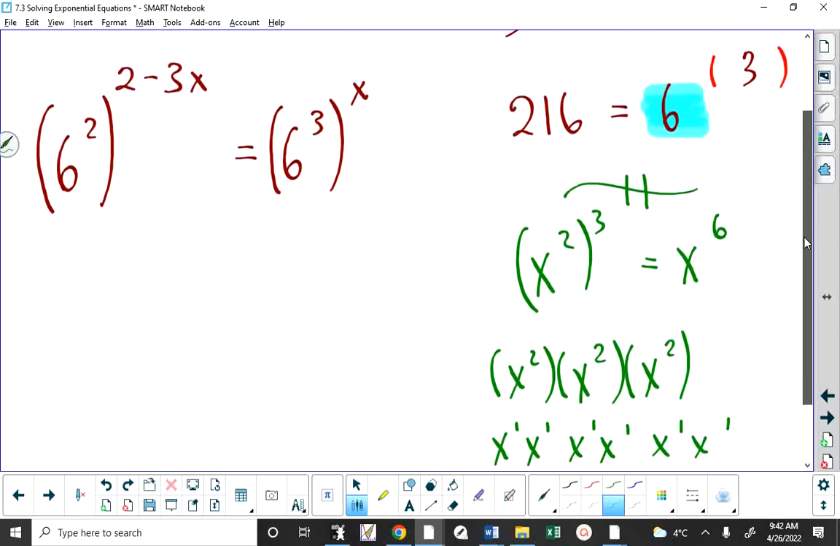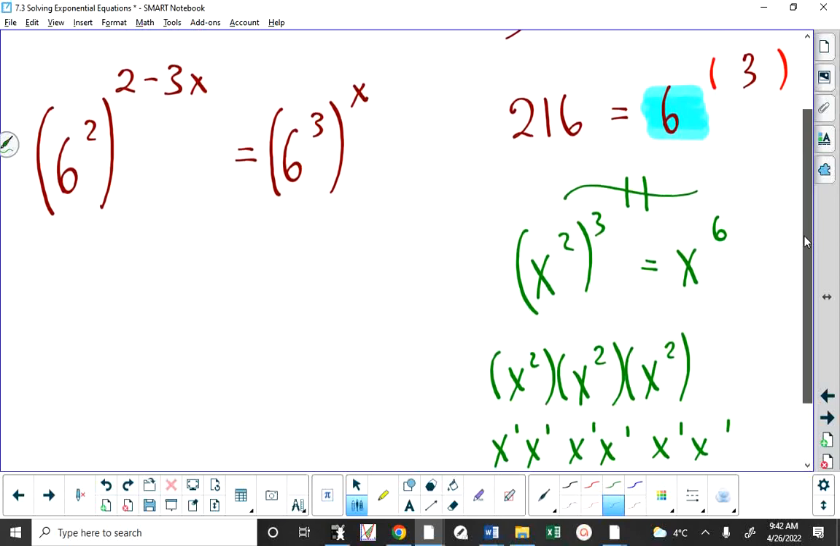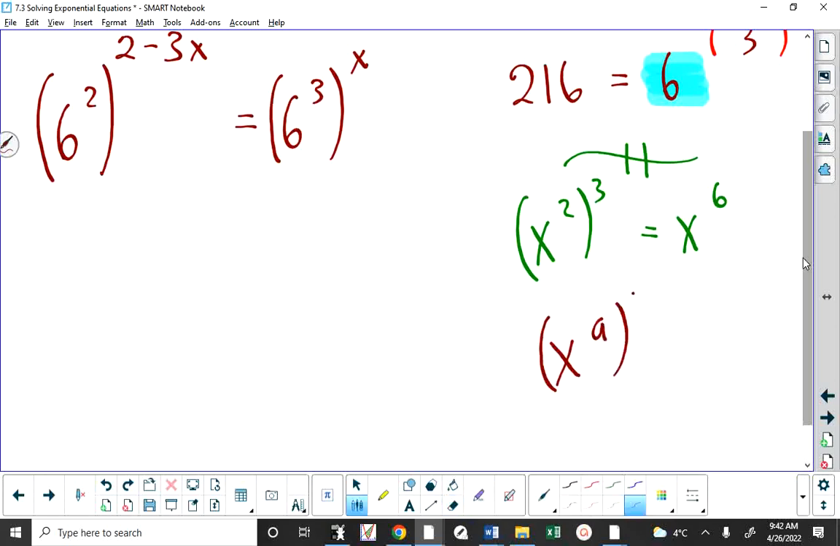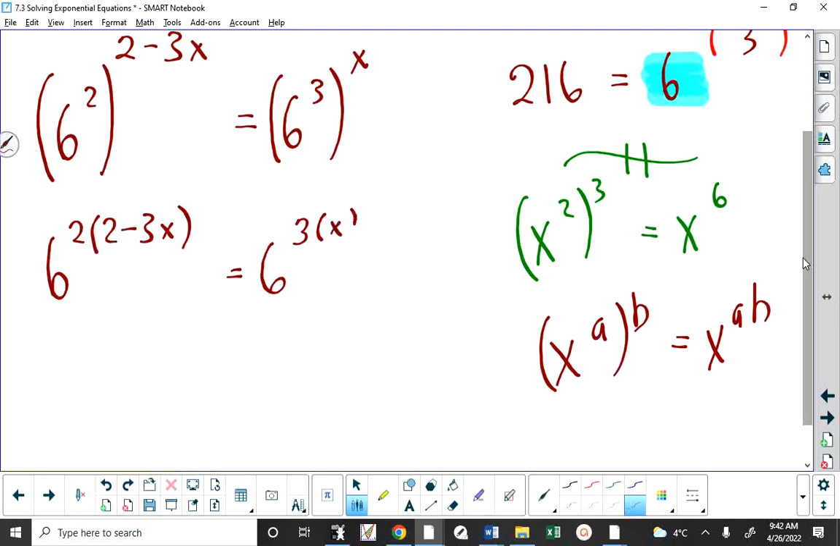So our next step here, since a power of a power, and if you like, I can write this in an even more general sense. Our next step is to write 6 raised to the 2 times 2 minus 3x equals 6 raised to the 3 times x. Now, a couple of things.